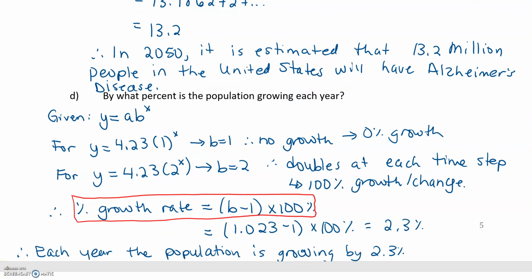Okay, well done. We just finished 2 application problems of exponential growth. In the next video, we'll look at applications of exponential decay.